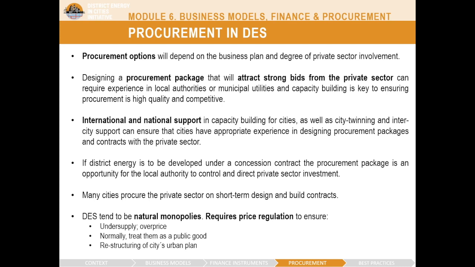If district energy is to be developed under a concession contract, the procurement package is an opportunity for the local authority to control and direct private sector investment. Many cities procure the private sector on short-term design and build contracts. District energy systems tend to be natural monopolies. They require price regulation to ensure no undersupply or overpricing, normally treated as a public good, restructuring of cities' urban plan.